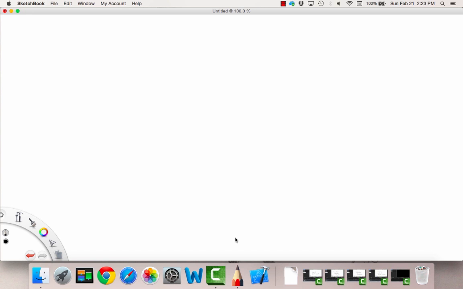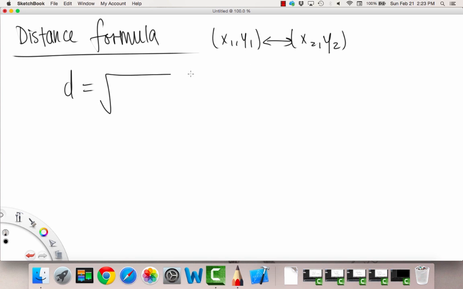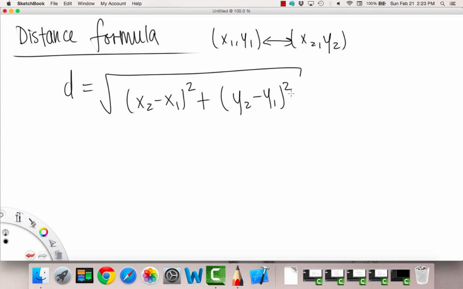So that problem kind of leads us to the distance formula. Okay, so the distance formula. All right, so what is the distance formula? The distance formula is given by, if we're trying to find the distance between 2 points, let's say (x1, y1) and (x2, y2), it would be given by this formula. D is equal to the square root of (x2 minus x1) squared, plus (y2 minus y1) quantity squared.